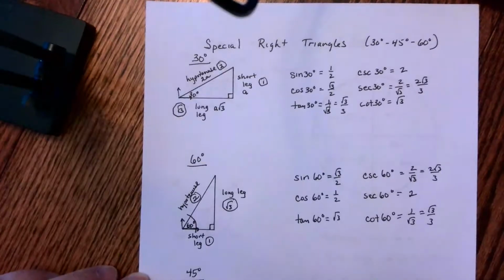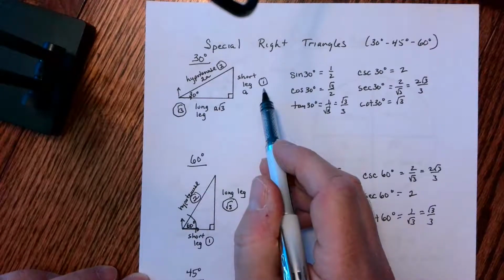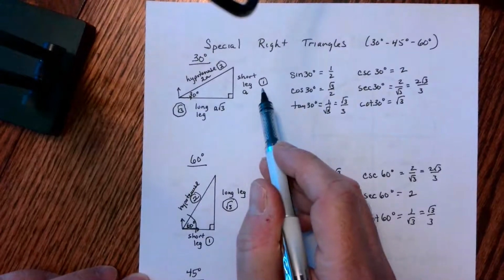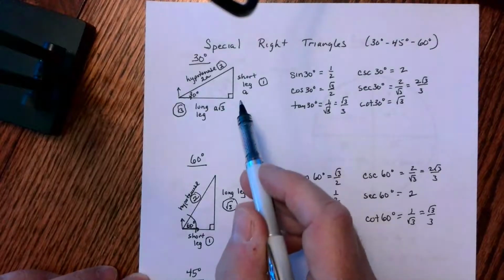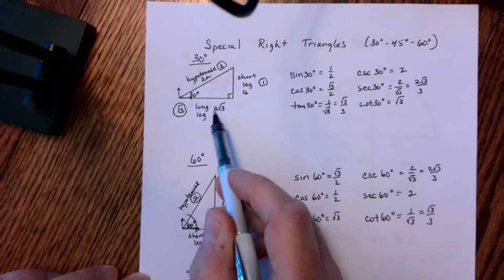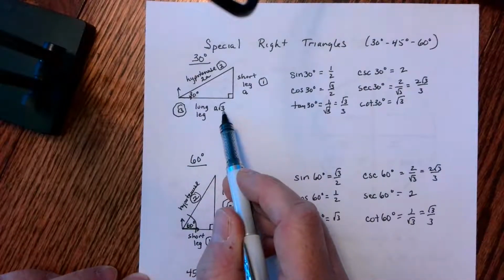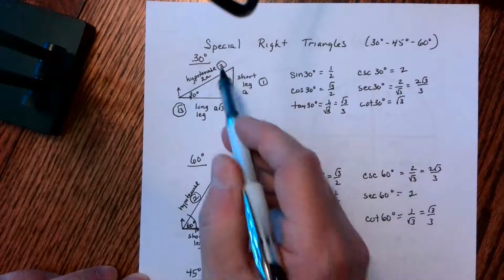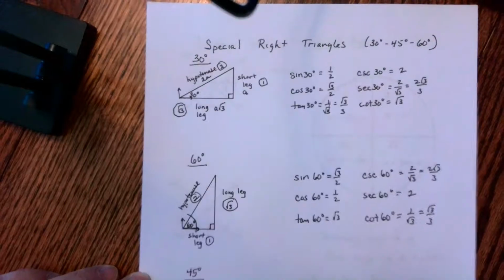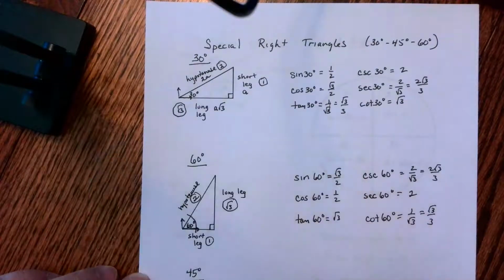Well, if we call the short leg 1, and that's what this whole thing's built on, then the hypotenuse is 2 times whatever the short leg is, and the long leg is whatever the short leg is times the square root of 3. Okay, so what we end up with is the relationship 1, 2, square root of 3. It's very easy to remember, 1, 2, square root of 3. Now once we know that, we can do our calculations.